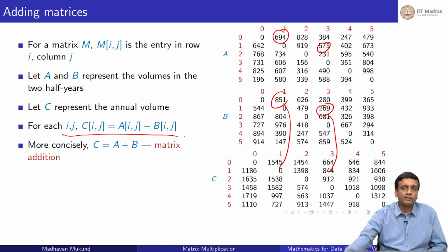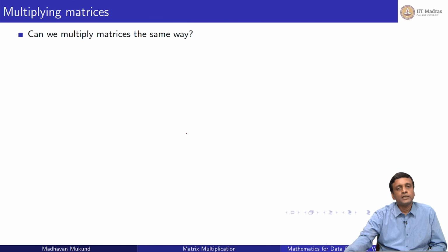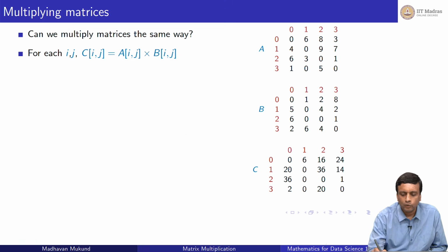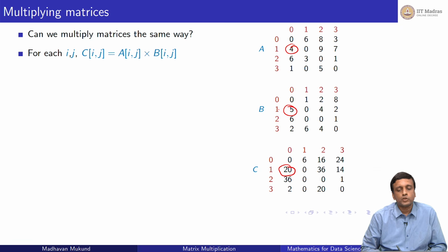So remember that we were not so interested in adding matrices but multiplying them. So what should we do for multiplying matrices? Can we multiply matrices the same way? So let's take simpler numbers. Here are two matrices A and B, and suppose we do the same rule. The same rule would say instead of adding Aij to Bij, multiply Aij by Bij. So here, for instance, if I look at C10, it is A10, 4, times B10, 5. 4 times 5 is 20.